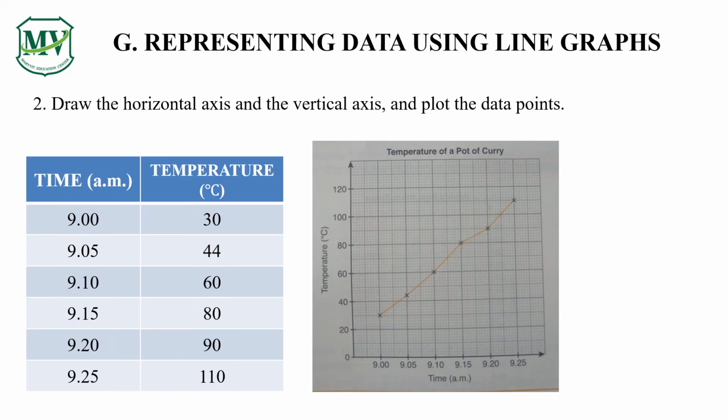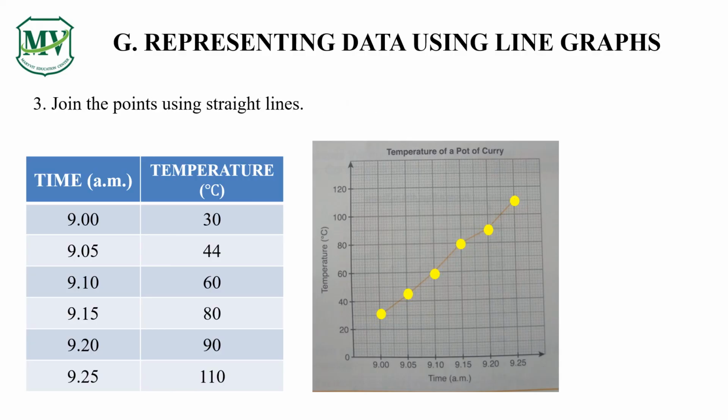Now, let's plot the points. 9 and 30, 9.05 and 44, 9.10 and 60, 9.15 and 80, 9.20 and 90, and 9.25 and 110. Step number 3. Join the points using straight lines.